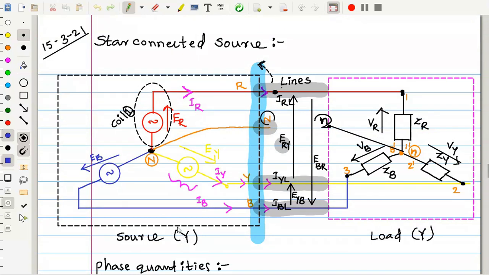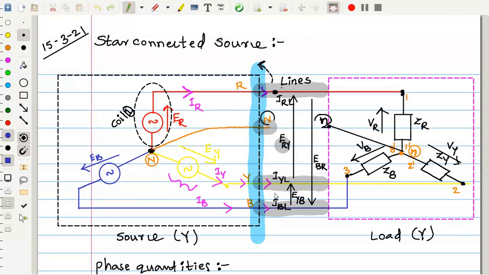This is how we formed the three phase source: we considered three individual single phase AC generators. We connected one end of these sources together, called the neutral or common terminal. The remaining three terminals of each of these individual single phase generators are brought out, which we call the R, Y, B terminals of the three phase generator.